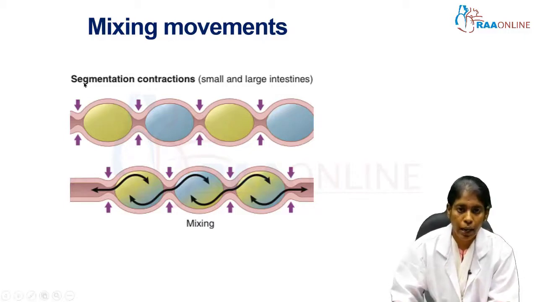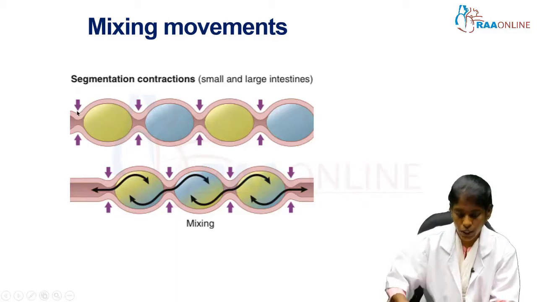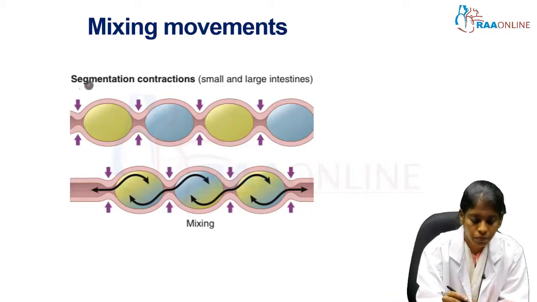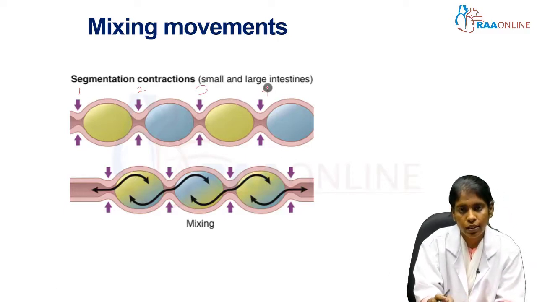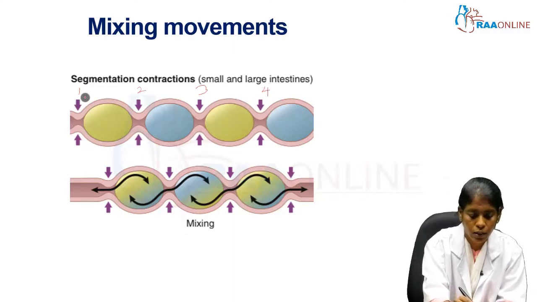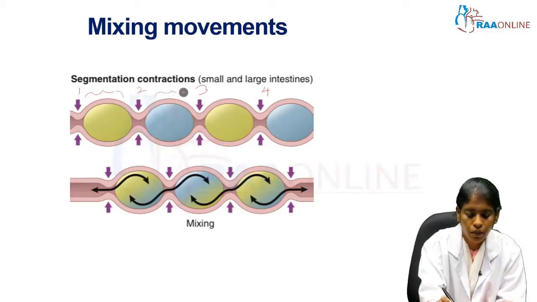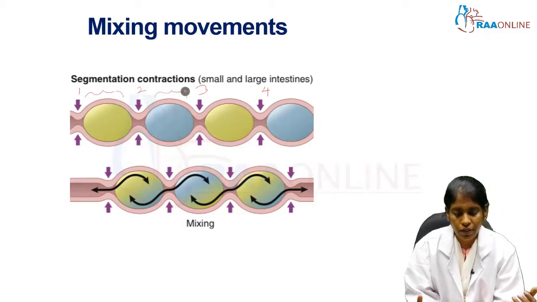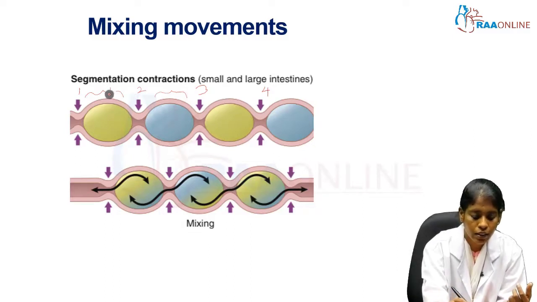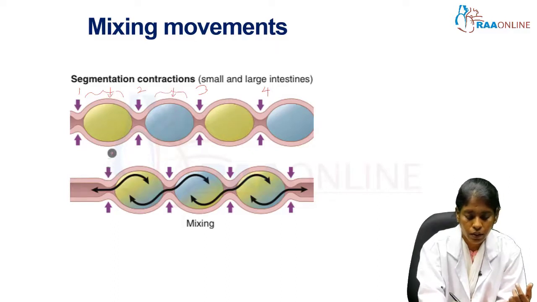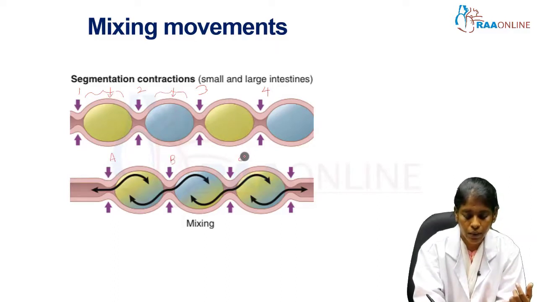Let's see how it happens. First, there will be a set of contractions that will occur at particular points. Let's consider this is point number 1, this is 2, this is 3, and this is 4. At these 4 points, a segmentation contraction will occur, dividing the small intestine into small segments. So these are the small segments. After a few minutes, a new set of contractions will occur in the middle of each segment, here, at points A, B, and C.